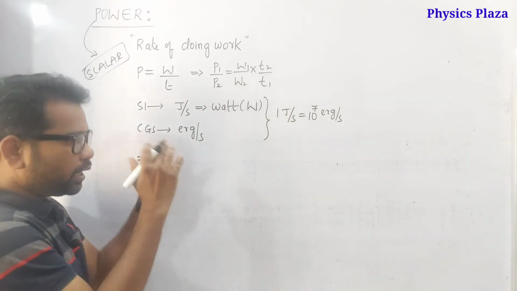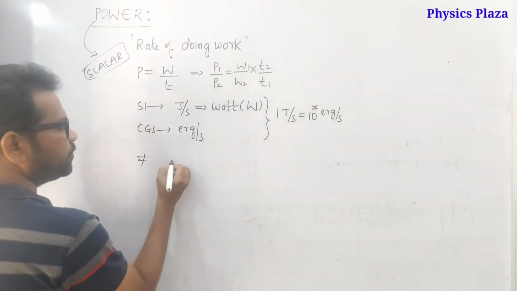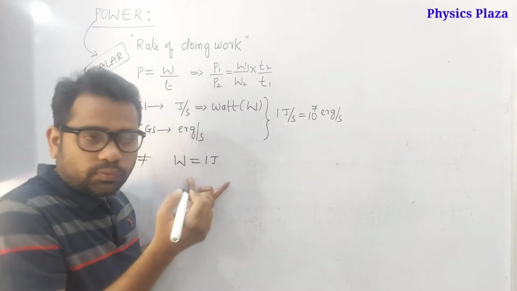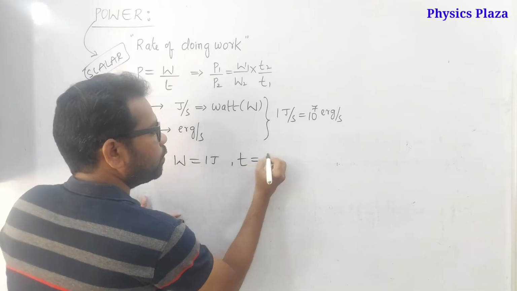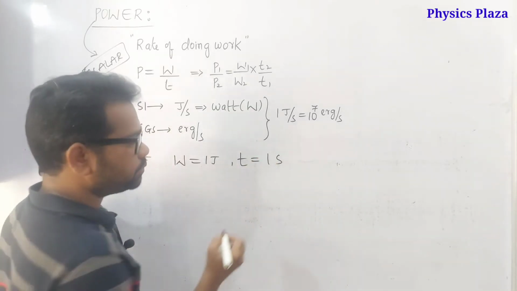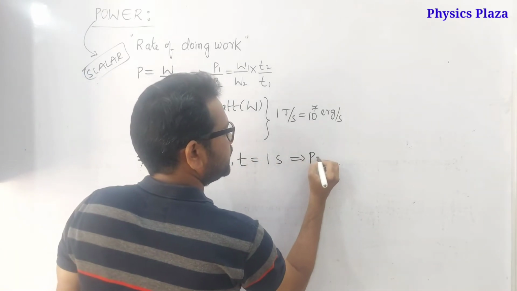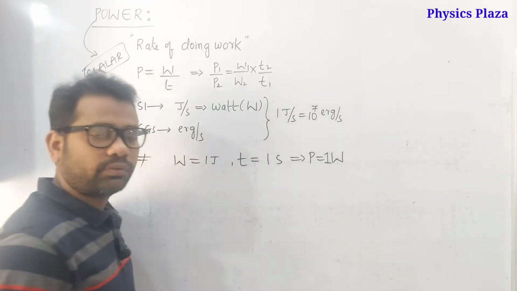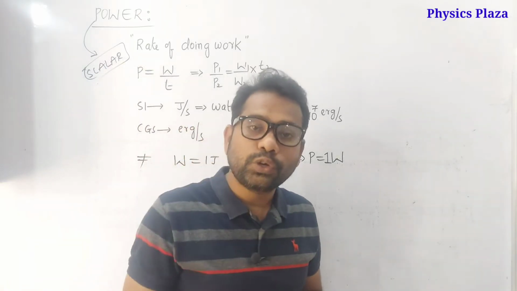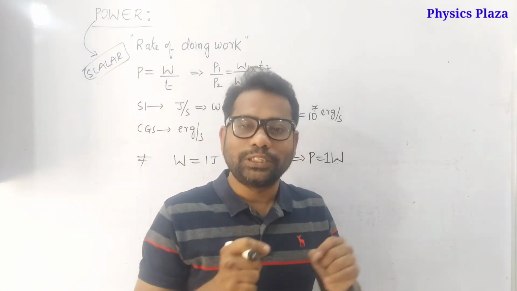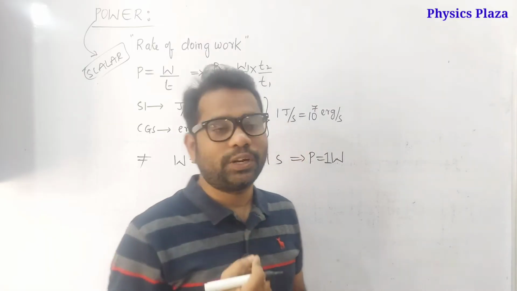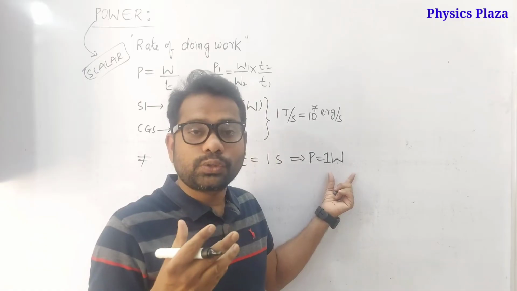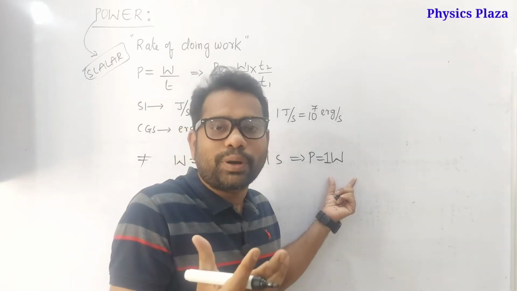For example, let us say we are doing 1 joule of work. To do this 1 joule of work, children, we have taken 1 second. Then power is equal to 1 watt. It's very important. Which means, if 1 joule of work is done in 1 second, then the power is equal to 1 watt, children.